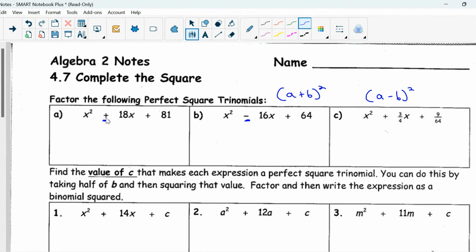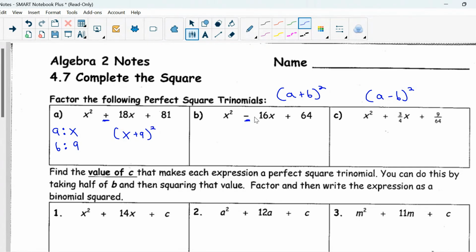So since in example A, we are adding our b value, we will use the first of our perfect square trinomial factors. So let's start by identifying our a and b values. Our a value in this case would be the square root of x squared, which is just x. And our b value would be the square root of 81, which is just 9. So using our formula, our first example here would factor to x plus 9 squared.